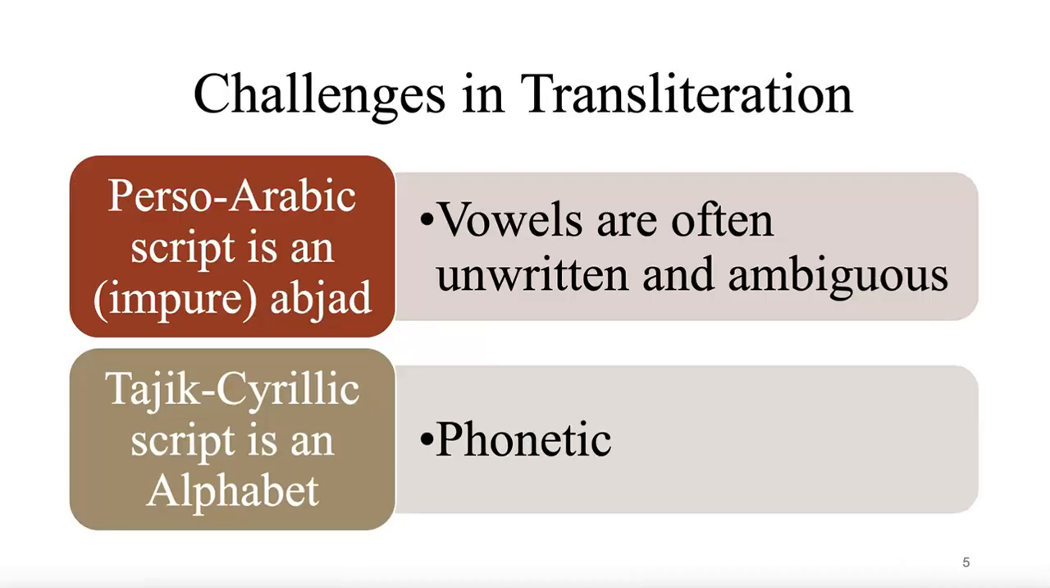Unfortunately, there are several challenges in doing that. It's not as easy as a one-to-one letter mapping, and that's because in Perso-Arabic or Farsi, the vowels are often unwritten and ambiguous, while the Tajik script is an alphabet and phonetic standard, so everything is written out.